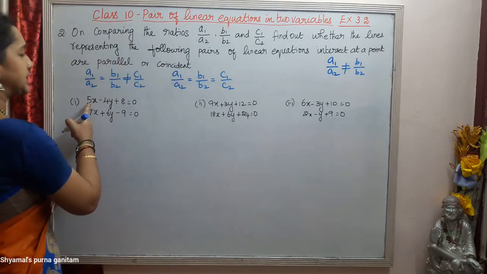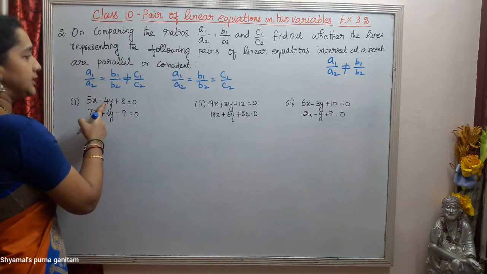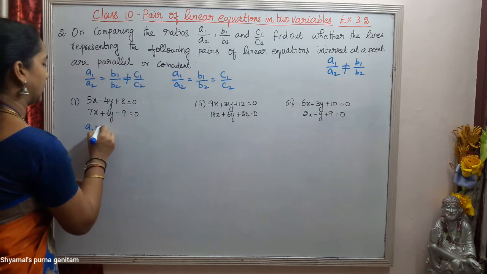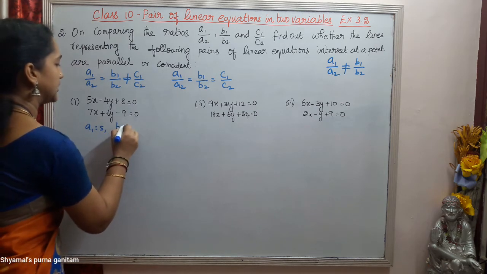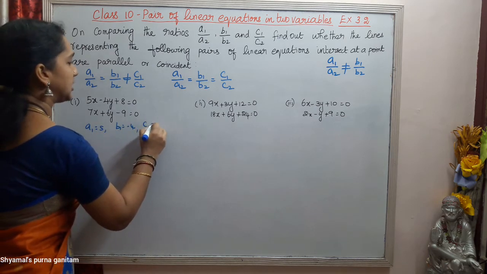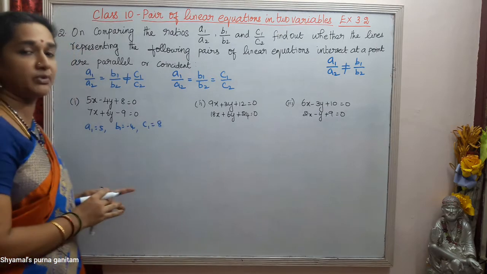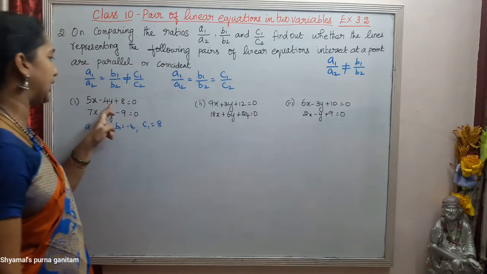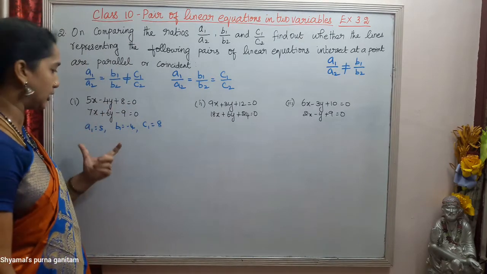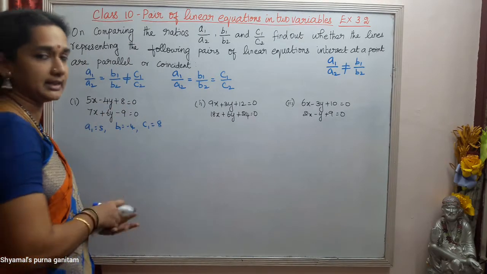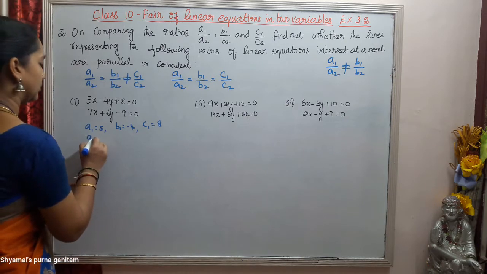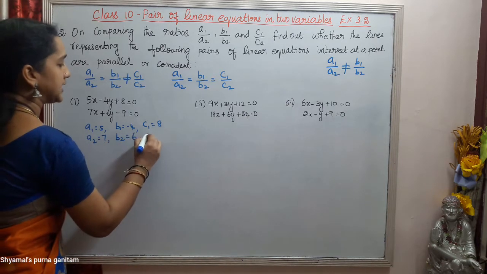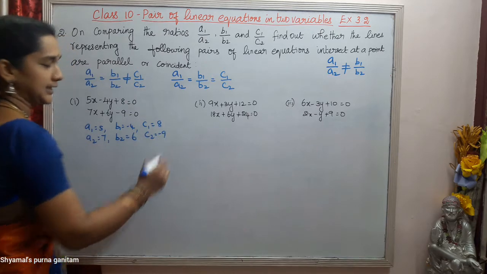For the first one, this is A1, this is B1, this is C1. So A1 is equal to 5, B1 is equal to minus 4, C1 is equal to 8. First we need to check the general form, which is AX plus BY plus C equal to 0. Then A2 is equal to 7, B2 is equal to 6 and C2 is equal to minus 9.